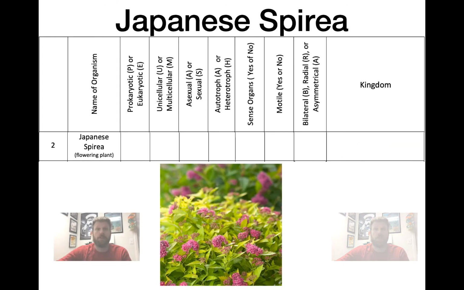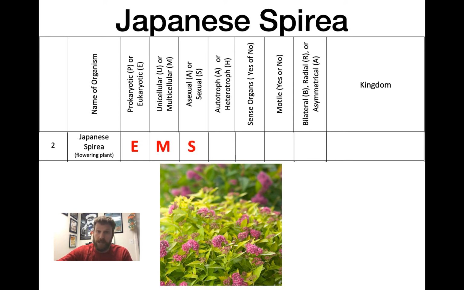All right, let's go ahead and look at Japanese spirea, which is a flowering plant. These cells in a plant do have nuclei, so they are eukaryotic. There's a lot of cells that make up that plant, so it's multicellular. Plants will reproduce sexually. They can make their own food, so this plant is an autotroph. Plants do not have a nervous system, so they do not have sense organs. Plants cannot move around.